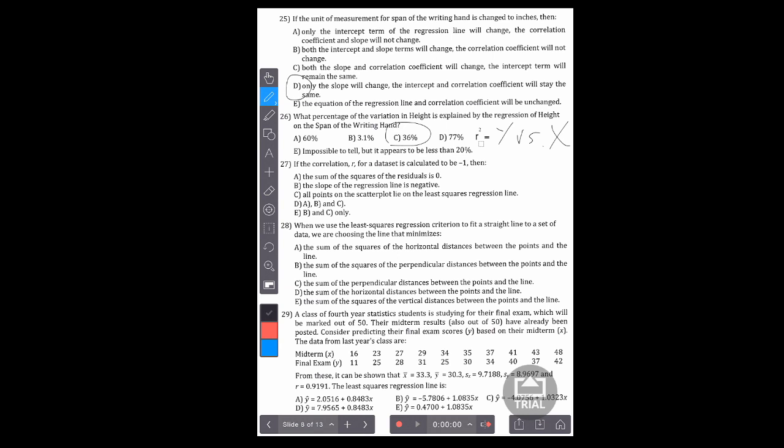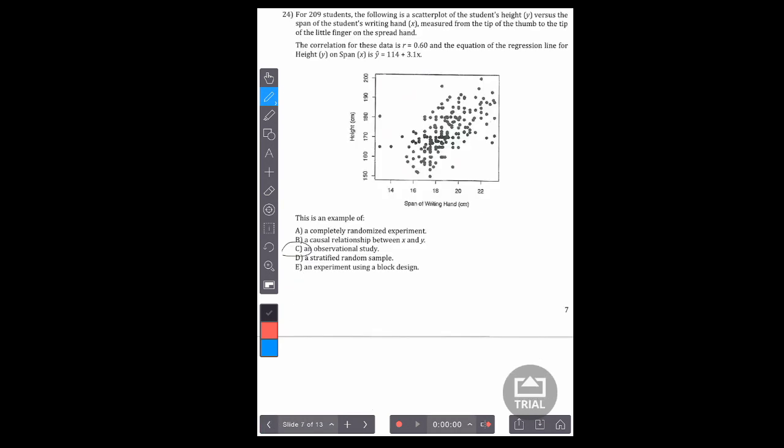How do I know it's 0.6? Go back to the problem. We were told that R was 0.6. Okay, so then that's R, so R squared is 0.36.